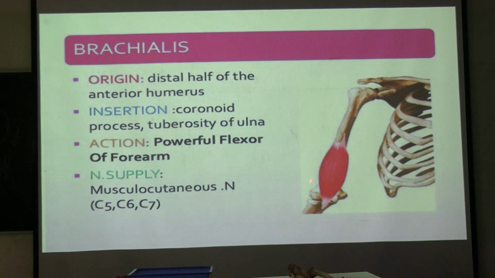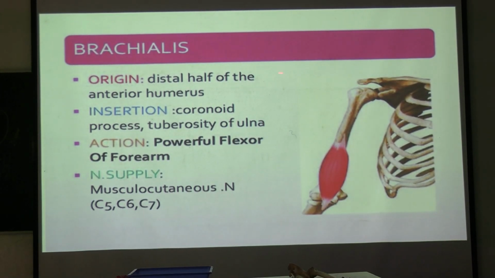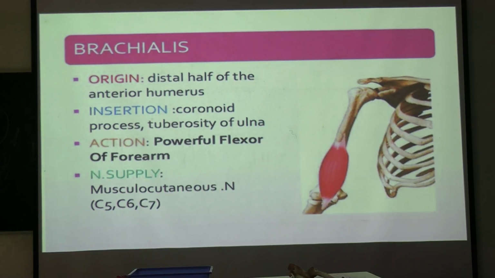Next is brachialis. Brachialis is also one flexor muscle, originates from the distal half of the humerus. We will discuss it during the humerus.